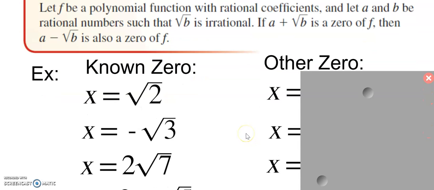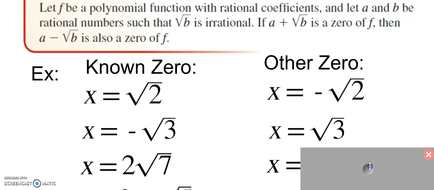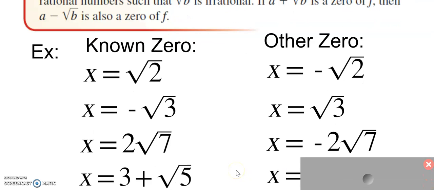And so here are some examples. If I know root 2 is a 0, I know negative root 2 has to be a 0. If I know negative root 3 is a 0, I know root 3 is a 0. If I know 2 root 7 is a 0, I know negative 2 root 7 is a 0.